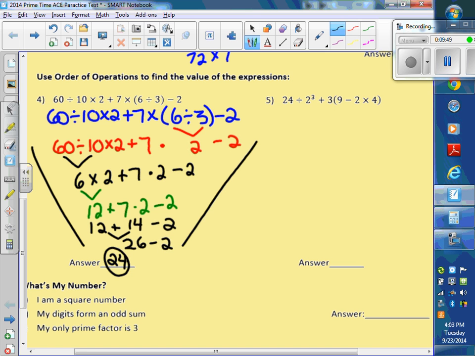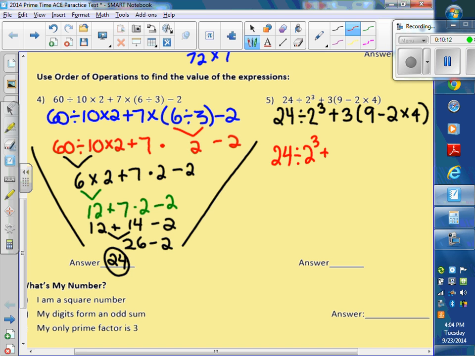Let's look at the one over here. Again, I'm going to copy it so it's easier to read on the computer. Okay, first step, parentheses. So I'm going to do 24. So I just copied this part of the problem over. When I get to the parentheses, I'm going to work the inside. So I have 9. Inside the parentheses, I have to do the multiply first. Minus 8. I have to continue with the parentheses.